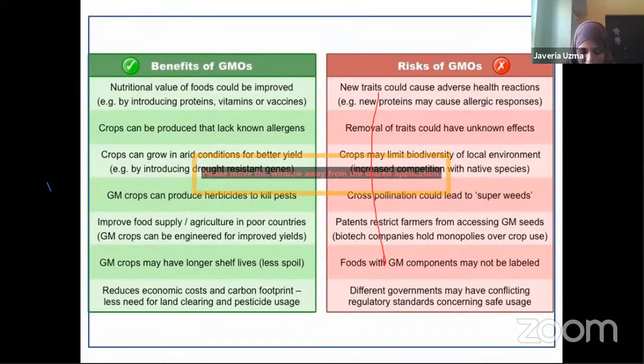So when milkweed is not there, then your monarch butterfly has no place to lay eggs, and automatically it also gets removed from the ecosystem. That is one of the risks of these GMOs.